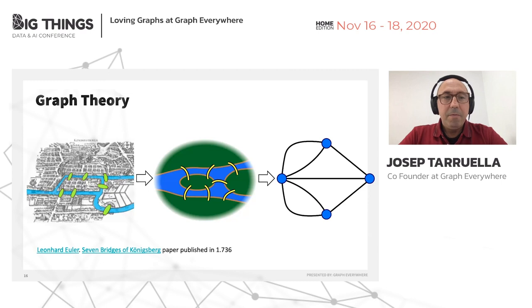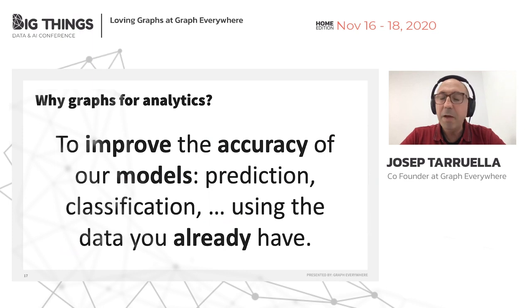Okay, so why do we use this for analytics? Because basically they improve the accuracy of the models. It doesn't matter which kind of models we're talking about: prediction, classification, clustering, whatever. And without needing extra data. Data is there. Relationships haven't been uncovered. With graphs, we uncover relationships and we find value from them. So the why is clear: improve the accuracy of our models.